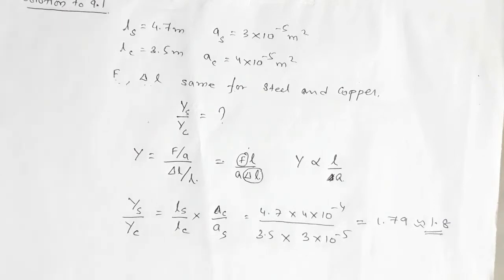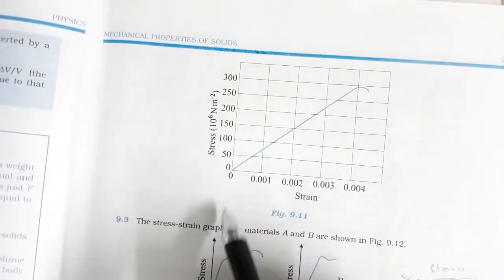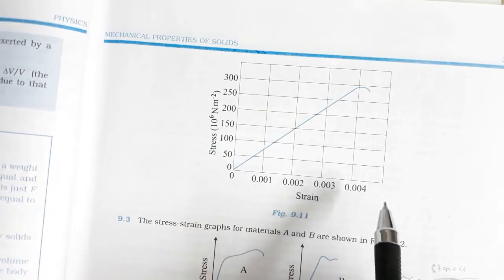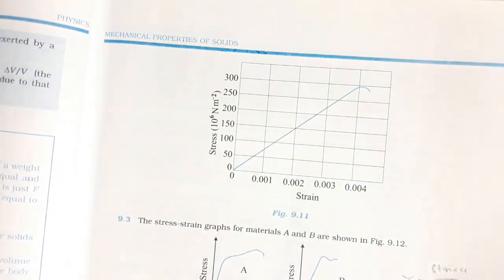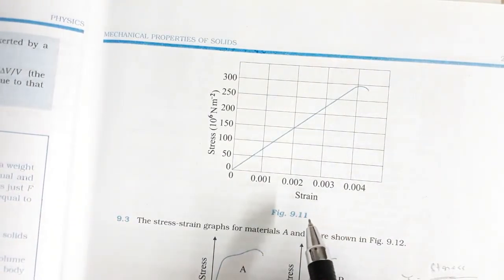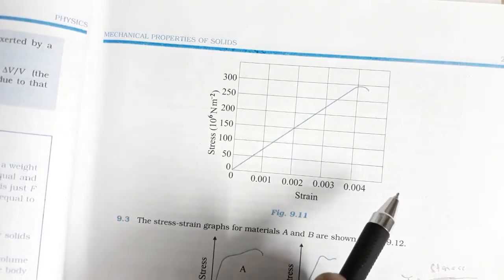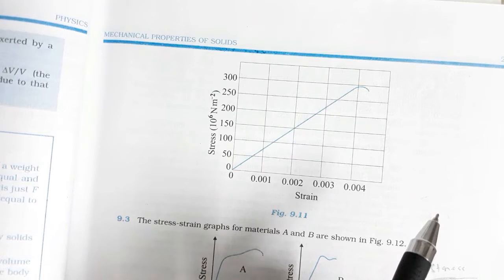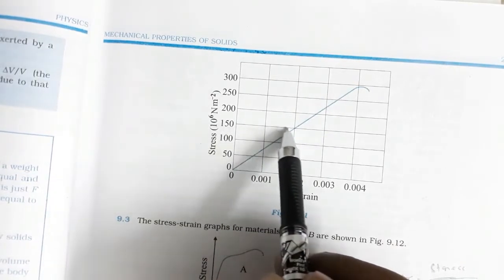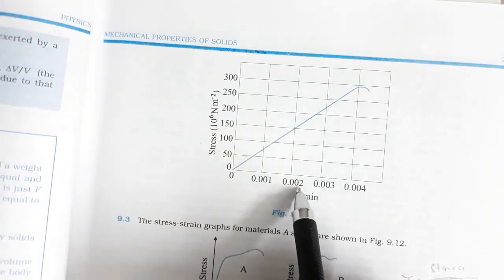Now the next question is based on a graph. This is a graph between stress and strain. Now the question 9.2 reads that from this graph, you have to find the Young's modulus and approximate yield strength. Now Young's modulus is the ratio of stress to strain. So for stress 150, the strain is 0.002.